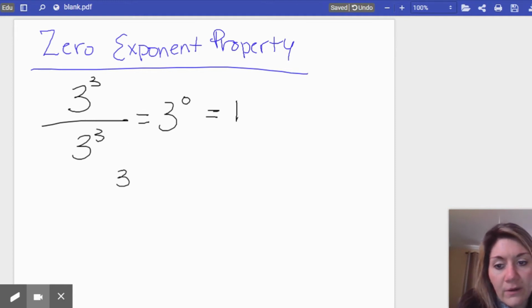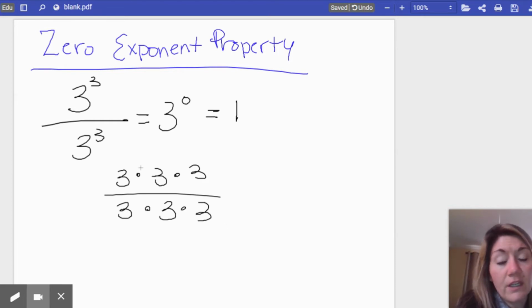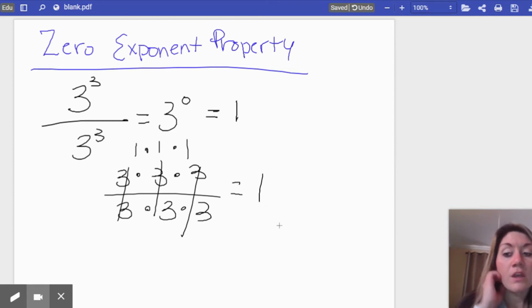So 3 to the third power is the same as 3 times 3 times 3, divided by 3 to the third power, which is 3 times 3 times 3. Well, whenever I divide a number by itself, that is equal to 1. Which is why it always cancels out, because when you multiply 1 by anything, you just get that thing. So 3 divided by 3 is 1, 3 divided by 3 is 1, 3 divided by 3 is 1. So when I multiply this all together, I get 1.